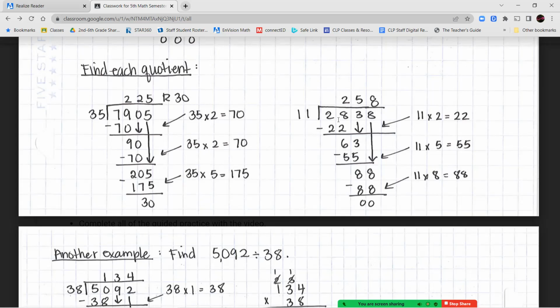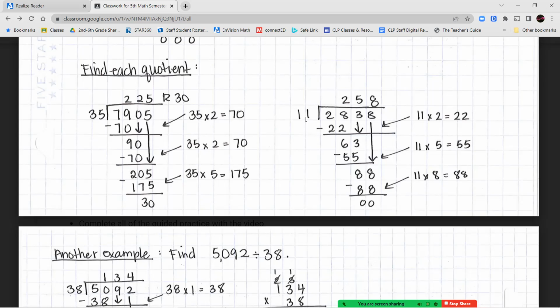Our next example is 2,836 divided by 11. So there's no groups of 11 in 2, so let's look at the 28. There's two groups of 11 in 28. 11 times 2 is 22. I subtract that off, and I'm left with 6. I drop the next digit, which is a 3.